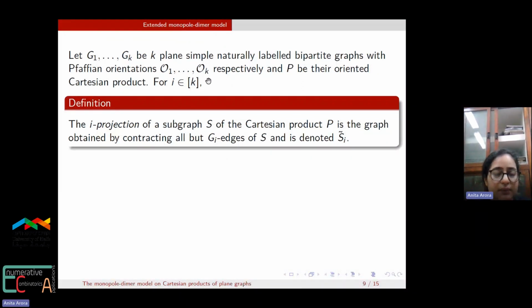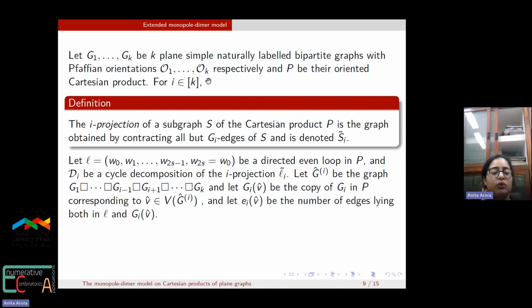Now our goal is to interpret the weight of the loop such that it will not depend upon the orientation. So for that, let's consider the loop L in the Cartesian product P and take its projections L1, L2, up to Lk. So now L1, L2, up to Lk will not be cycles, they will be closed trails. So we can find a cycle decomposition of it.